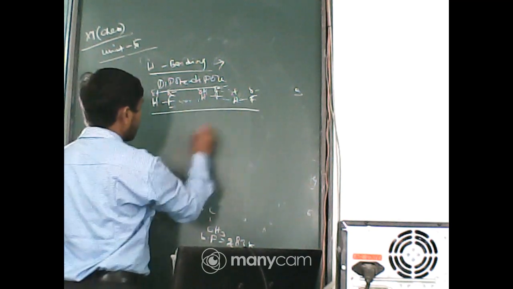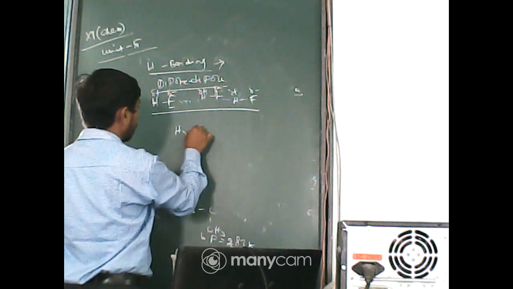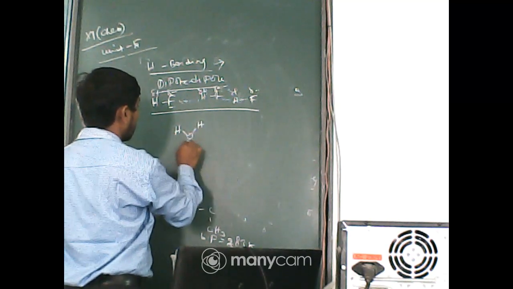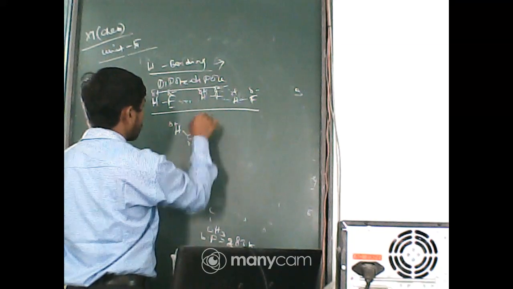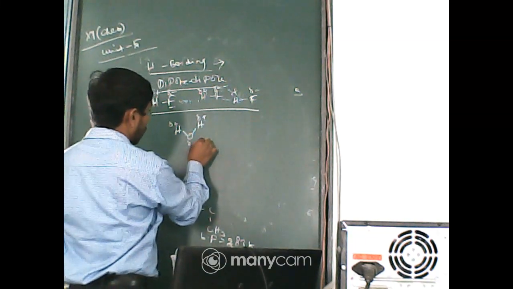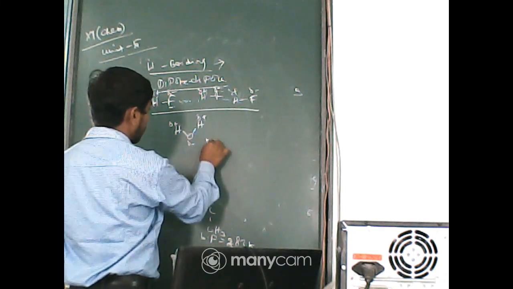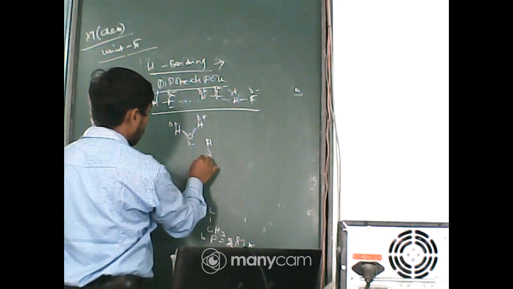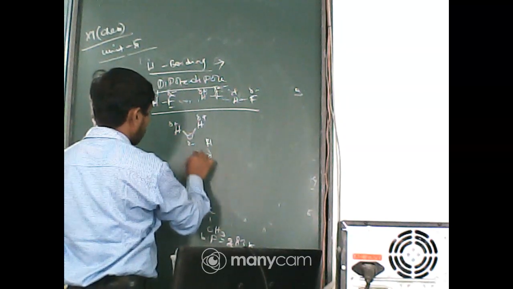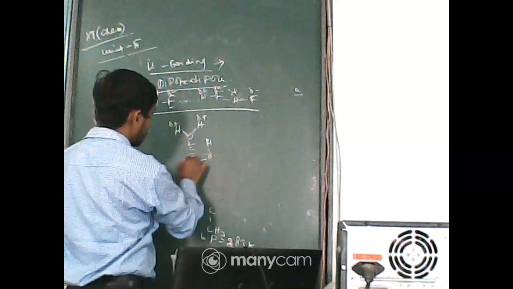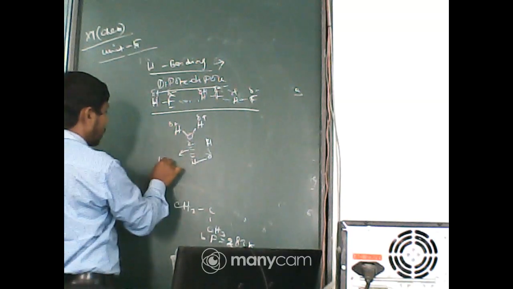Another example of this type you can find in the water molecule also. It is delta negative on oxygen, delta positive, delta positive on hydrogens. It also interacts in that manner, H, O, H. So, this is an interaction, and this is also called hydrogen bonding.